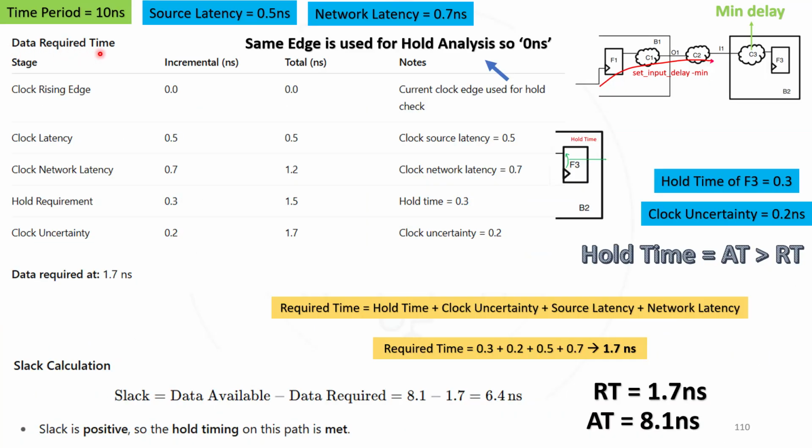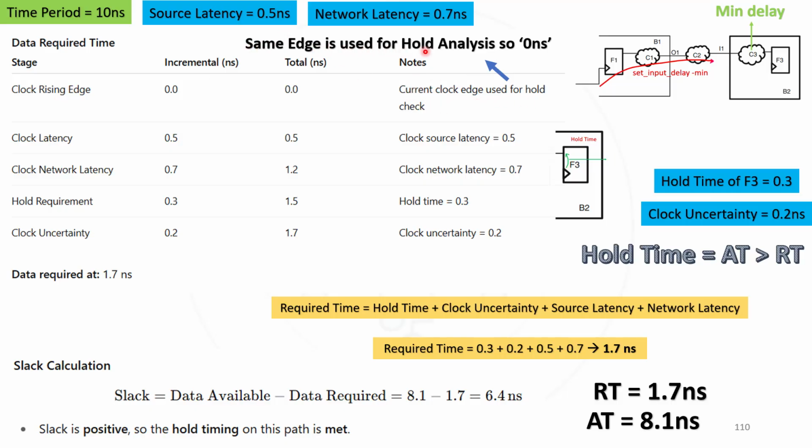So data required time is something which will be calculated in this manner. These values we already know: time period, source latency and network latency. In the previous case, while calculating arrival time, we took the first triggering as happening at 0 nanosecond. Now for hold also we need to consider the same. This is the important point that you need to remember. Current clock edge used for hold check.